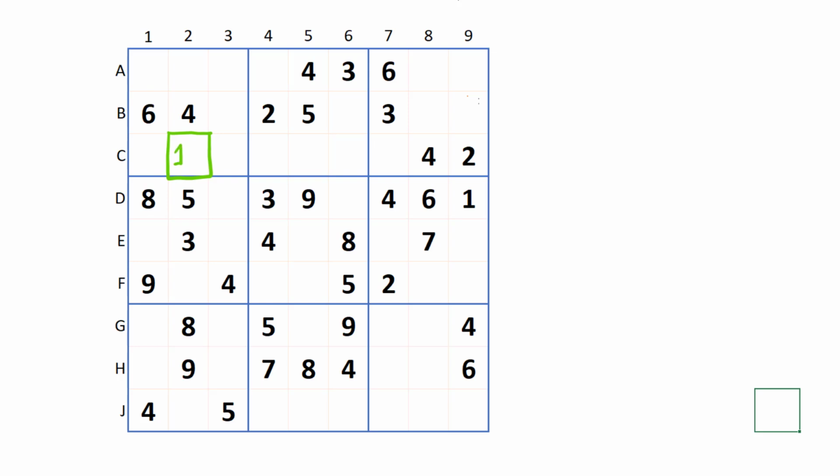Therefore, cell C2 can only contain either 1 or 7. I note the numbers 1 and 7 in cell C2. This will be used in the following steps.